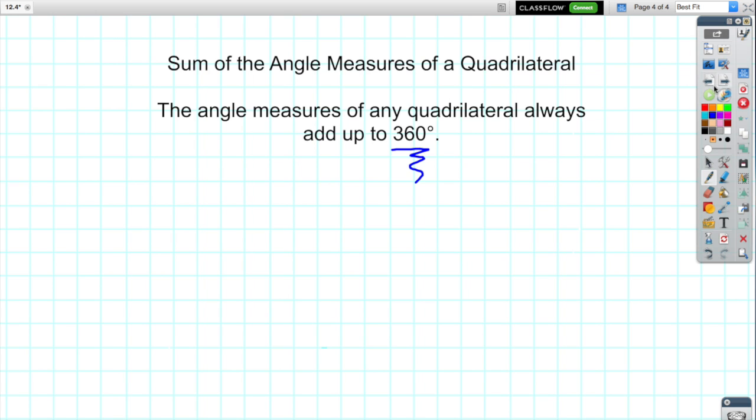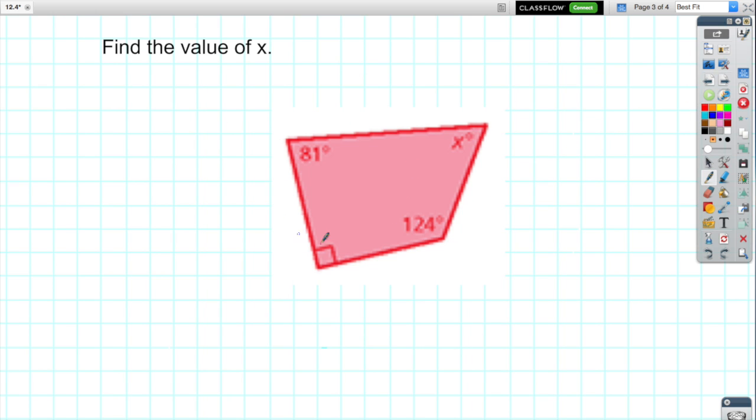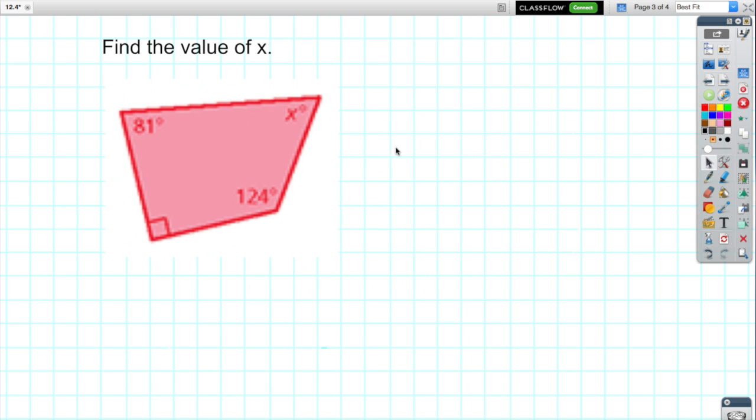And where you're going to use that is problems like this, where we take a bit of algebra and geometry and mix the two together. So let's say I've got a missing angle, but I've got the other three. Knowing that this is a four-sided quadrilateral, we can figure it out. We've got 81 degrees, which is this corner. This one, a right angle, so that's 90 degrees. This angle, which is 124, plus our missing angle x. Since this is a quadrilateral, we know that these added together should add up to 360. So we can simplify and solve and find that missing angle.